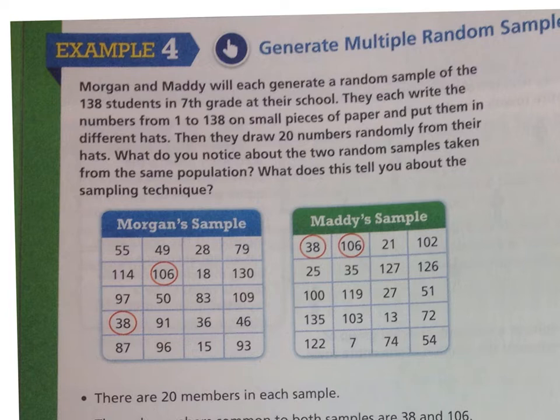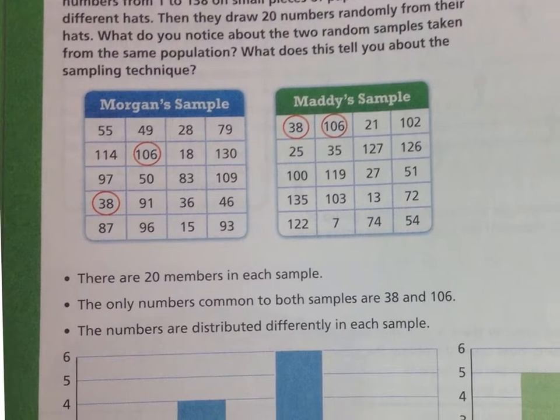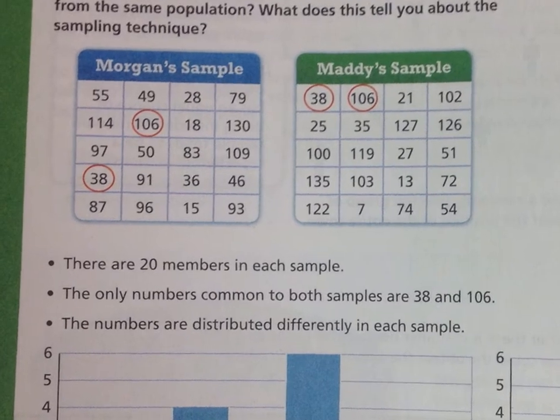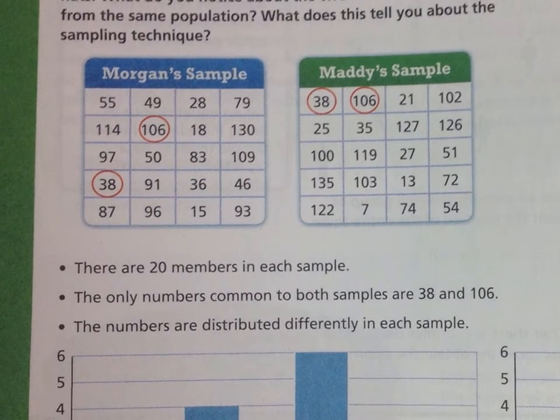So a couple things the book's pointing out here is that there are 20 members in each sample. Each of them picked 20 people. The circled numbers are common to both samples. So in other words, both samples had a 38 and a 106. And the numbers are distributed differently in each sample.